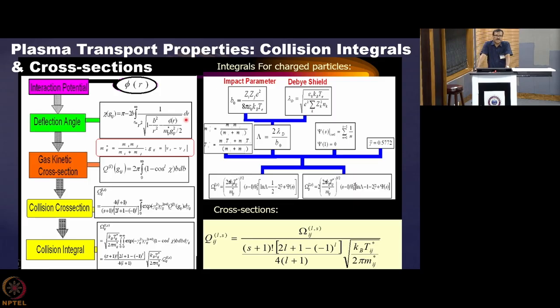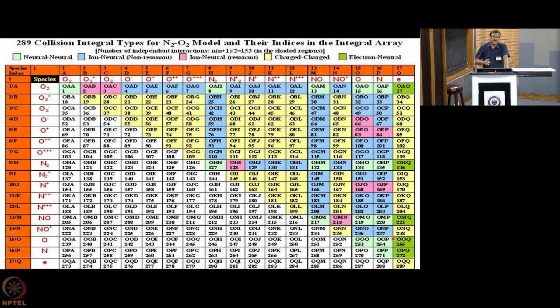Now for the transport properties, we start with some interaction potential between the interacting particles, then we get the deflection angle, then gas kinetic cross section, then collision cross section, then collision integral. So these are the equations that we handle. And for the plasma specifically, charge-charge interaction is one of the major interaction mechanisms. So for that, we have calculated the collision integrals using a closed form expression like this one for the charge-charge collision integrals.